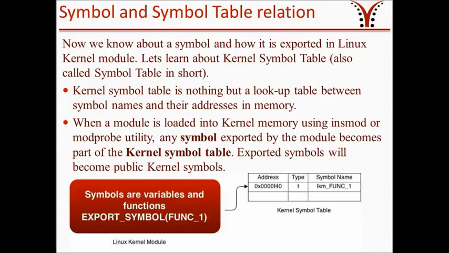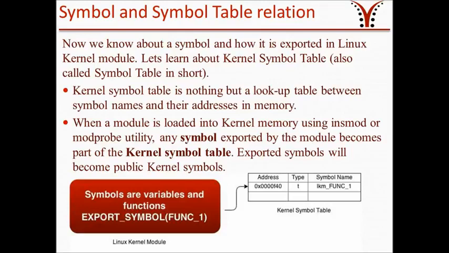Let's learn about the kernel symbol table, also known as the symbol table in short. Kernel symbol table is nothing but a lookup table between symbol names and their address in memory. When a module is loaded into kernel memory using insmod or the modprobe utility, any symbol exported by the module becomes part of the kernel symbol table. Exported symbols will become public kernel symbols.